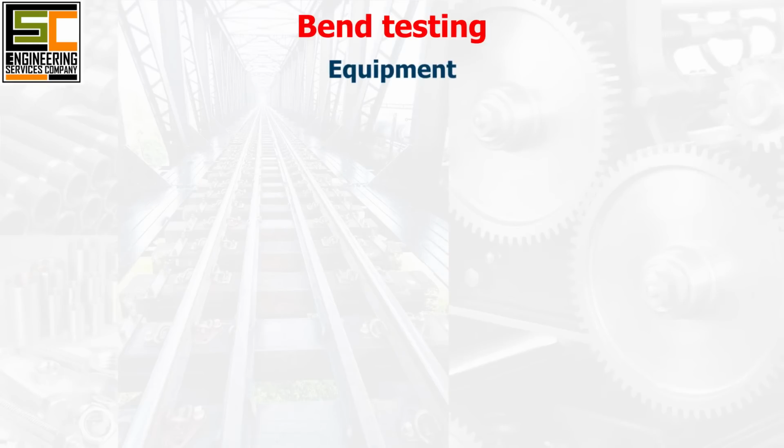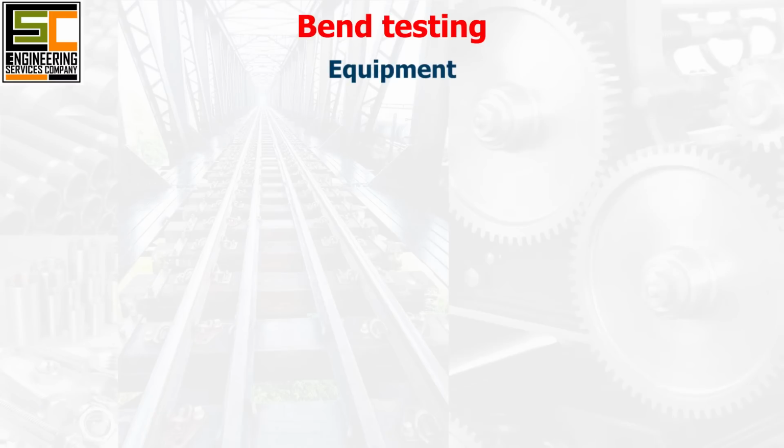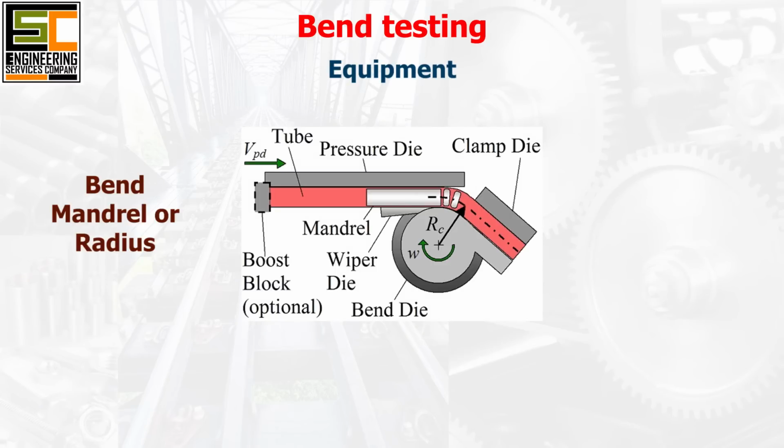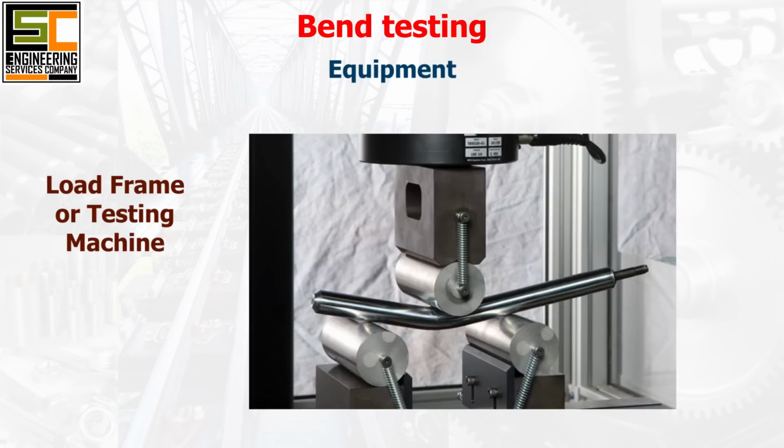Equipment. Bend test fixture. The fixture holds the specimen securely in place and applies the bending force. Bend mandrel or radius. The mandrel or radius determines the curvature or bend radius of the specimen during testing. Load frame or testing machine. The machine applies the bending force to the specimen and measures the applied load.